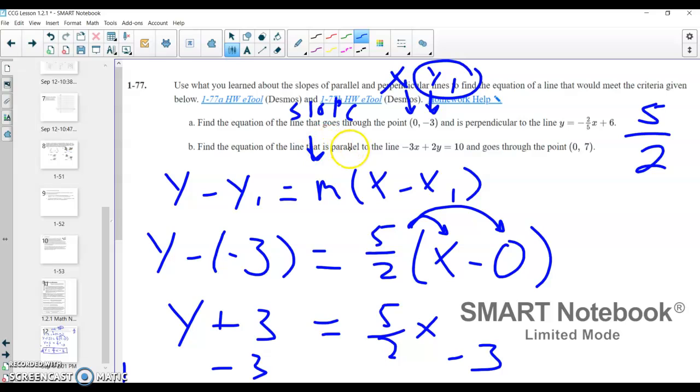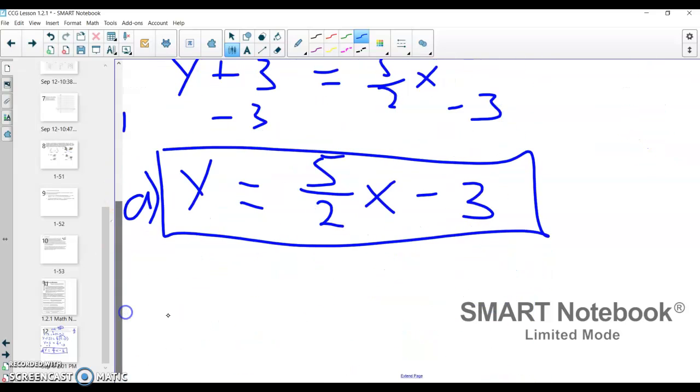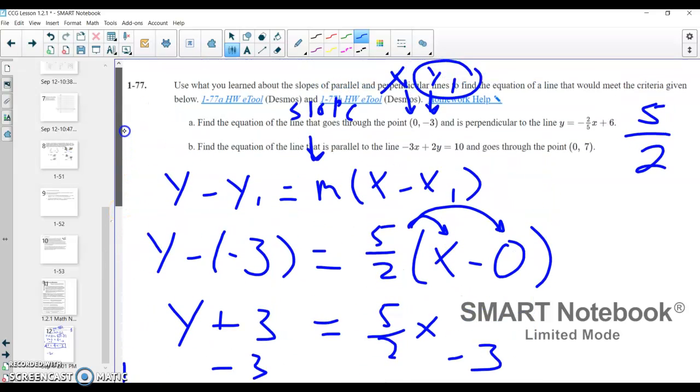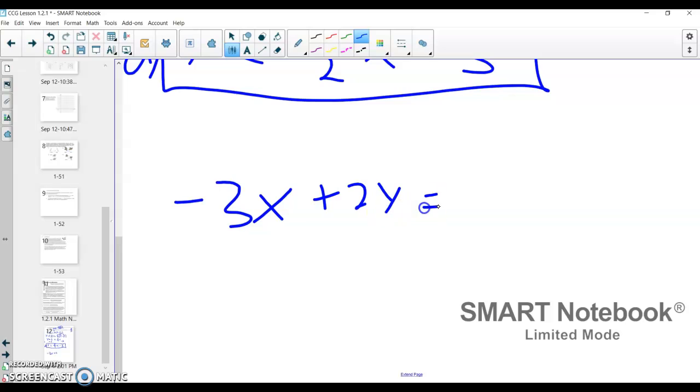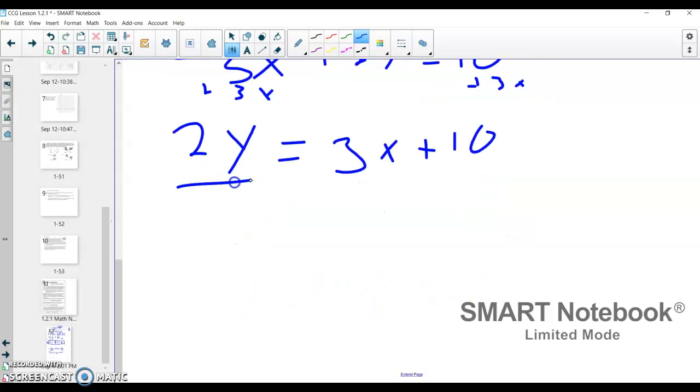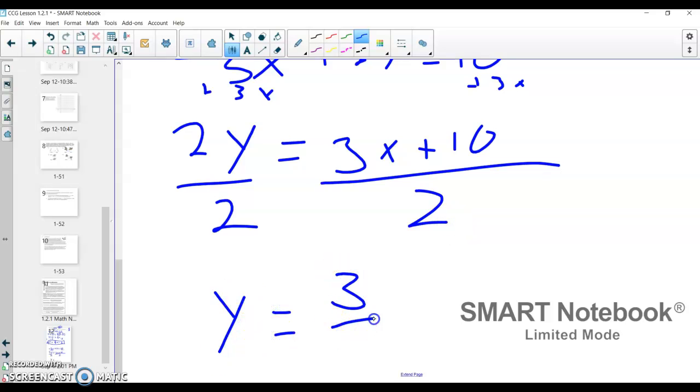Okay, we're going to do that again with a parallel line this time, and our equation is as such. I want to rewrite it down here so I don't forget it. I believe it's minus 3x plus 2y equals 10. I'm going to get this into a form where I can recognize what the slope would be, so I'm going to get y by itself. So I'm going to have 2y equals, adding 3x to both sides, 3x plus 10. Now I'm dividing both sides by 2, and what I end up getting is y equals 3/2x plus 5.